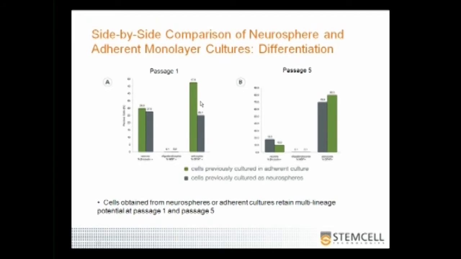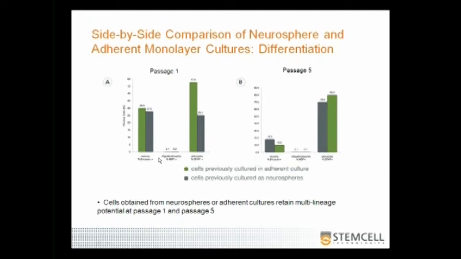Looking at differentiation at passage 1 and passage 5, cells from dissociated neurospheres and adherent monolayer cultures were differentiated in the presence of differentiation supplements. We counted the number of neurons, astrocytes, and oligodendrocytes. The results showed that about 30% of the differentiated cells were neurons in both the neurosphere and adherent cultures at passage 1. And this percent dropped to 18% for cells derived from the neurosphere cultures compared to 10% for the differentiated cell population derived from adherent monolayers.